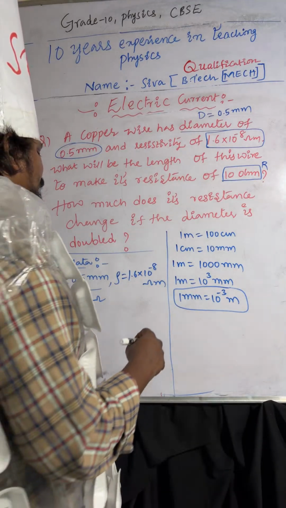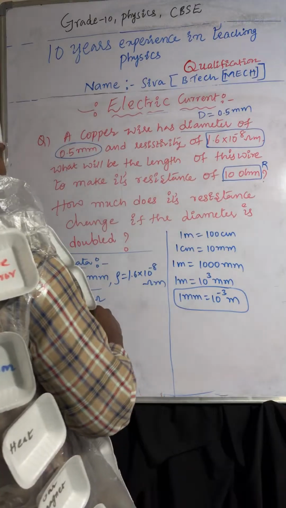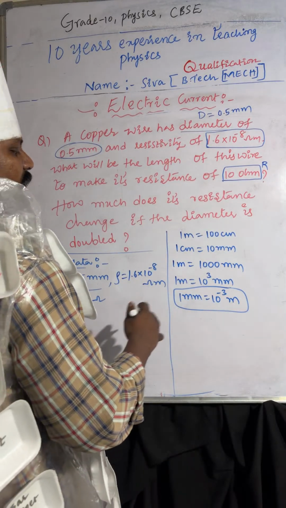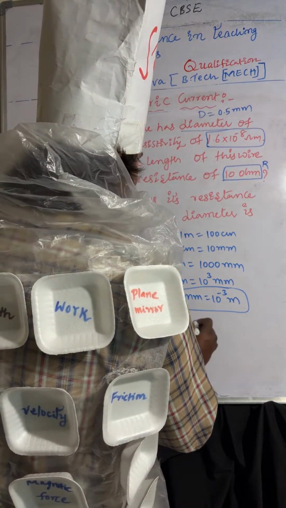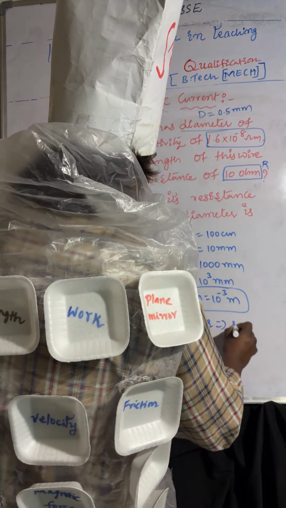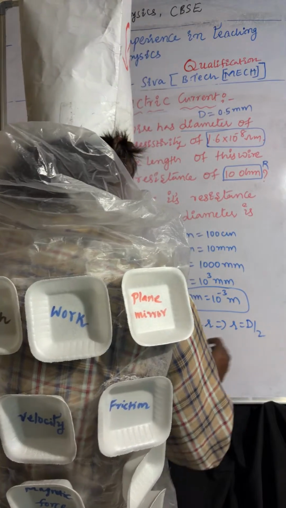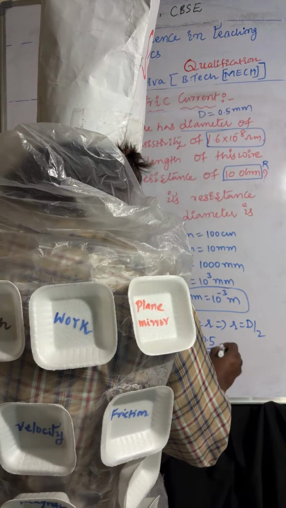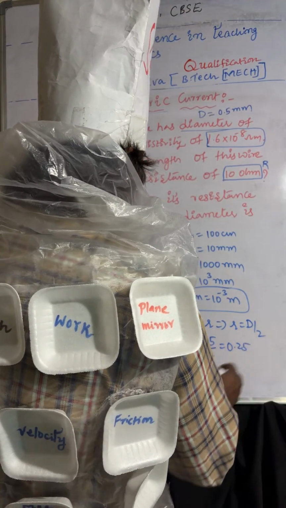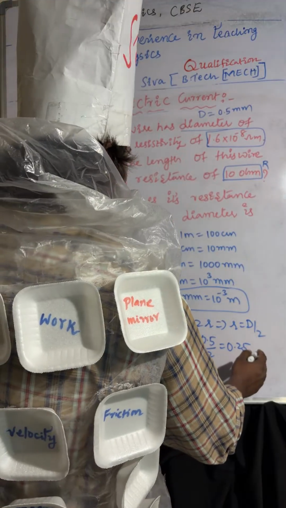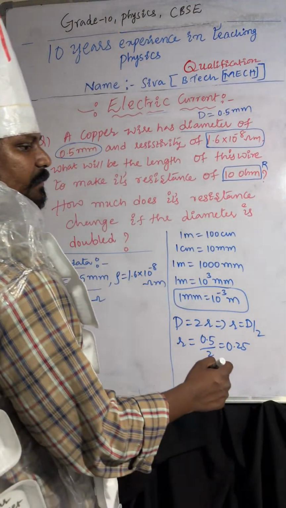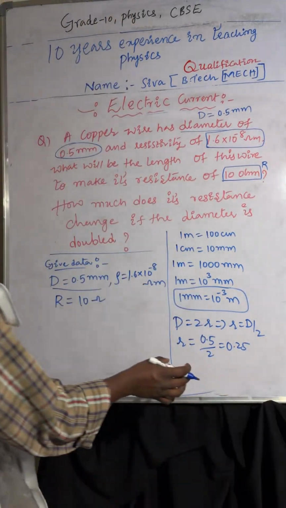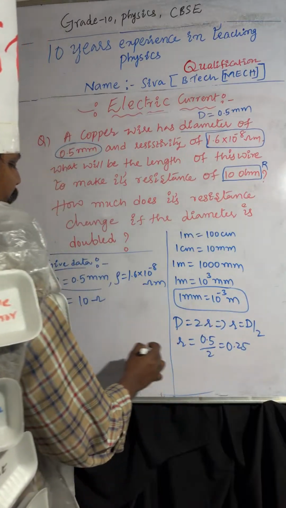Just check once. Diameter is given. If you want to find the radius, diameter equal to twice the radius, so r equal to d by 2. Then r equal to 0.5 by 2, that is nothing but 0.25, that is in mm only. So 0.25 mm. Then what you have to do? Just take this and multiply with that.